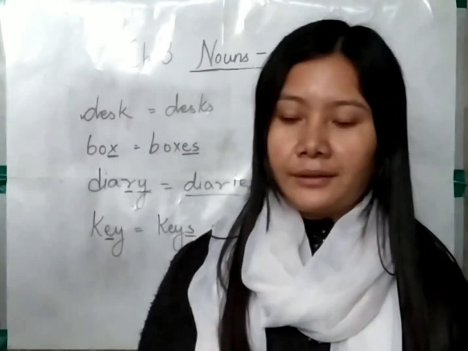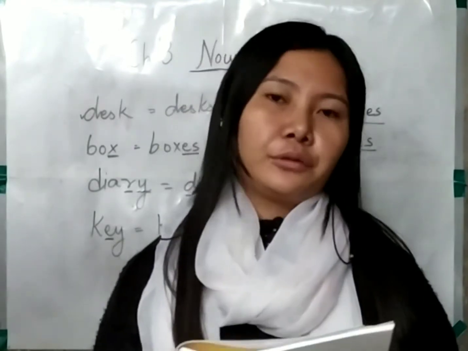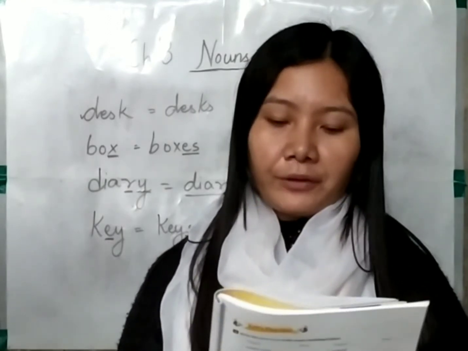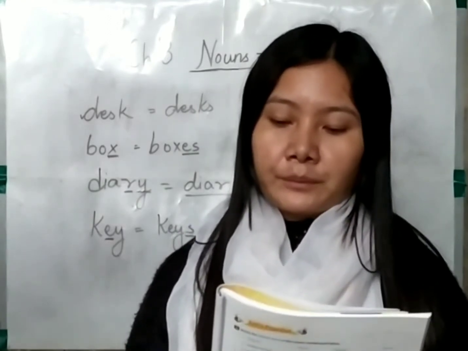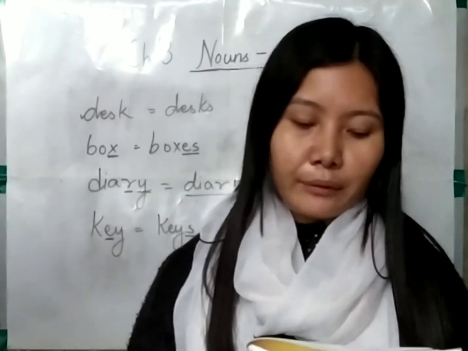Now let's read the next rule. But there are some nouns that end in F or FE. So you need to remember there are exceptions, that there are some nouns that end in F or FE. We add S to them to make them plural. So if you want to make their plurals, what will we do? We will add S.